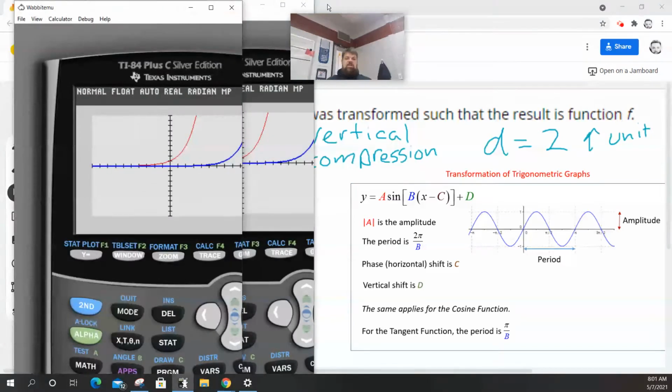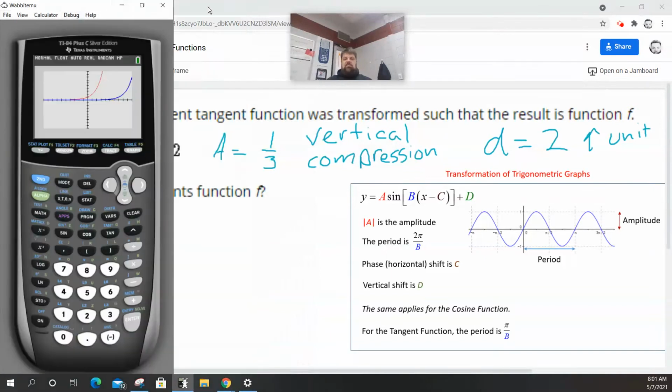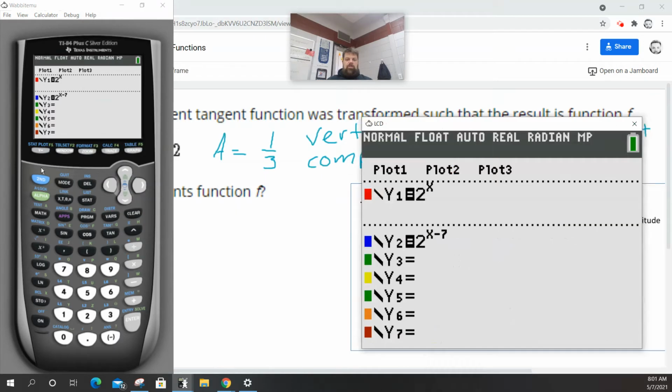Tangent has a period of pi, and it has y-intercepts at negative pi over 2 and pi over 2. It has a vertical asymptote, actually. Pi over 2, well, let me graph it. I'll explain it. And so basically, we're going to take tangent and we're going to transform it. And then I'll explain what A does and what D is doing.